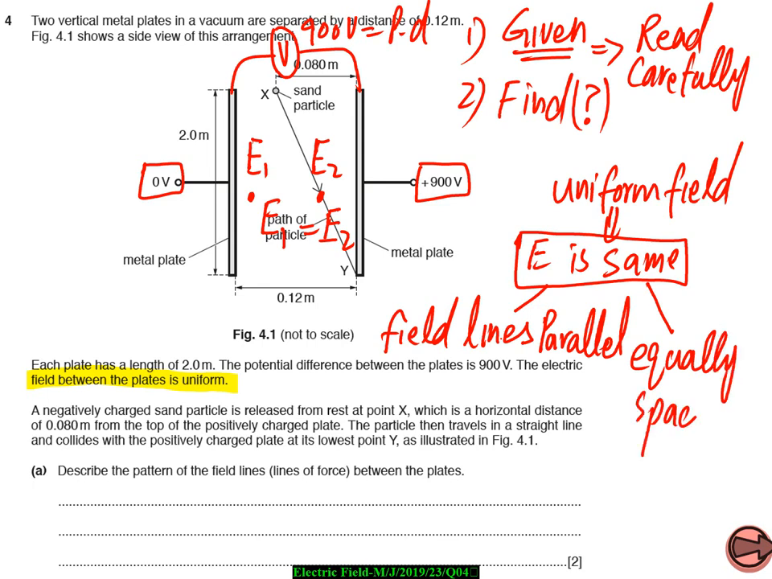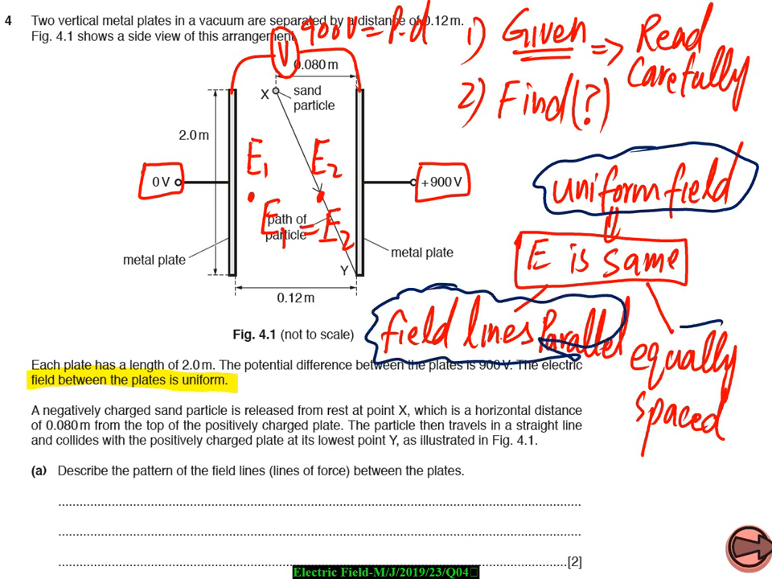Now if we understand these points, we understand what a uniform field is, and if we can identify the pattern of a uniform field, we should be able to answer part A, because part A is simply asking us to describe the pattern of the field lines between the plates. So now let's try to answer this question. How do we write the answer for this one?